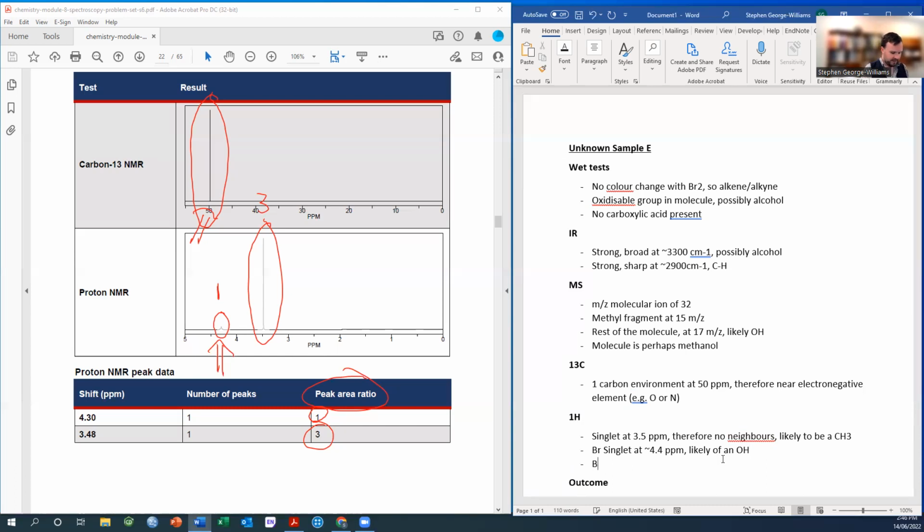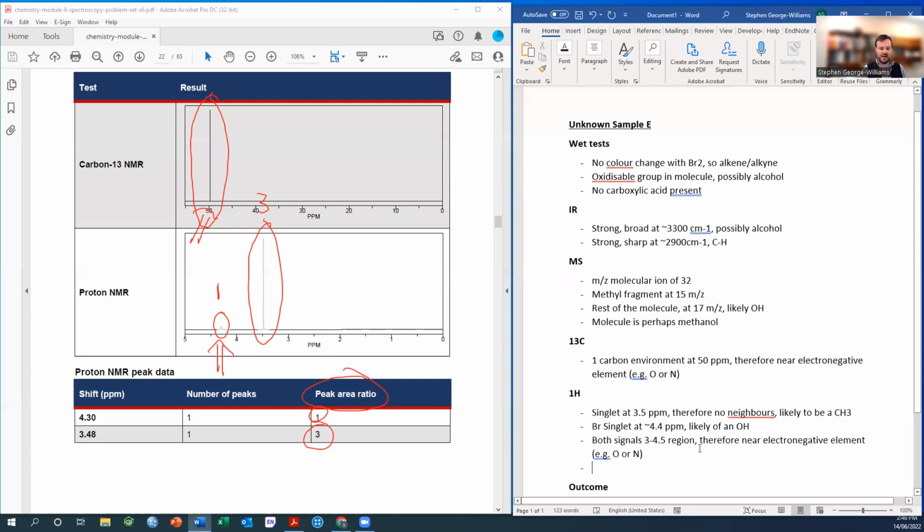And as I said, those signals in this sort of 3 to 4.5 region are therefore near something electronegative again. So I can just grab this from above. I'm going to cheat and just copy and paste it. But again, I would say I'm near something electronegative.